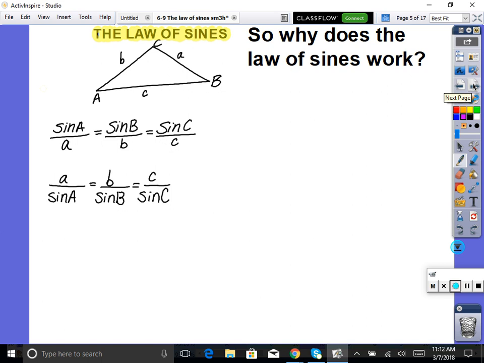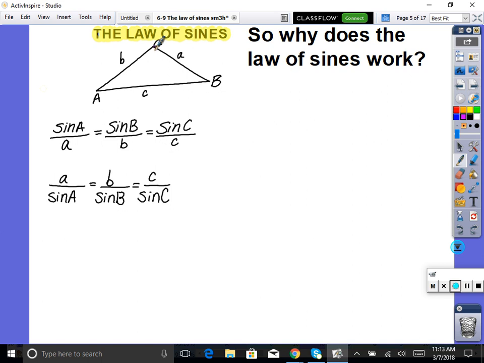Okay, now here is why the law of sines works. So I might ask you, why does the law of sines work? Let's say you didn't know the law of sines. If you were an advanced thinker, you would go about solving these triangles in the way I'm about to show you. So why does the law of sines work?